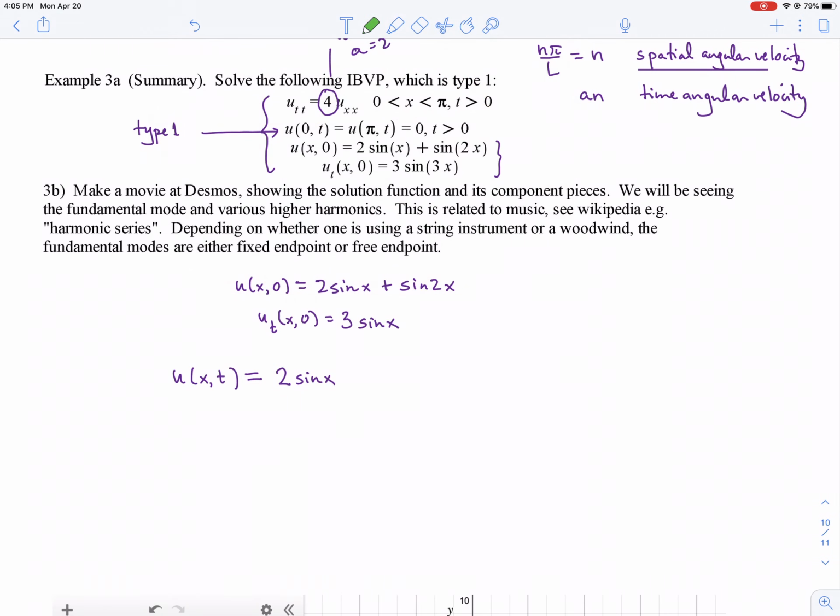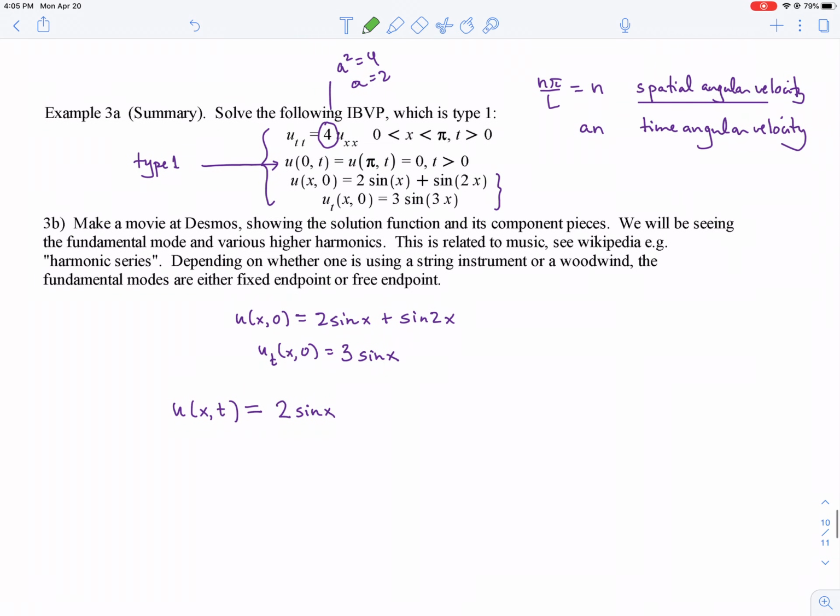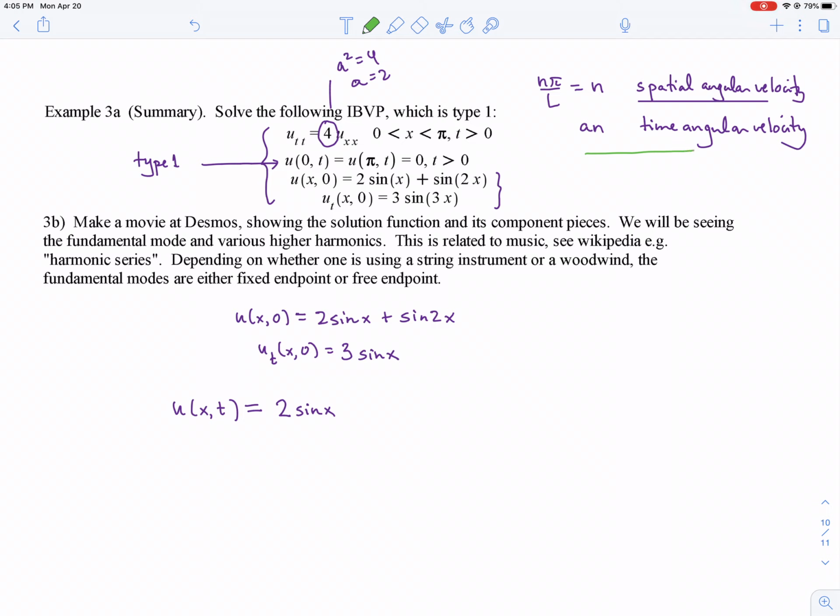And have 0 initial velocity. My a is 2. My time angular frequencies are twice my spatial angular frequencies. So here goes a cosine of 2t. That product solution, when I take the second t partial, I will get 4 times the second x partial. It solves the PDE. It solves the first part of the initial displacement. It has no initial velocity.